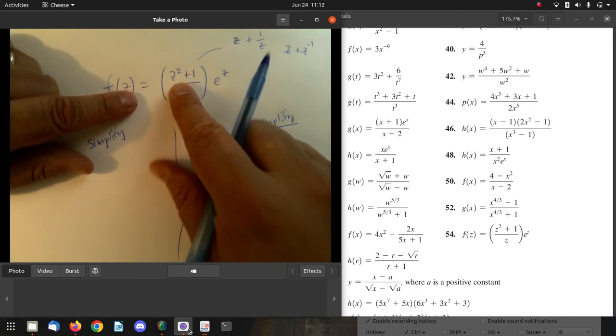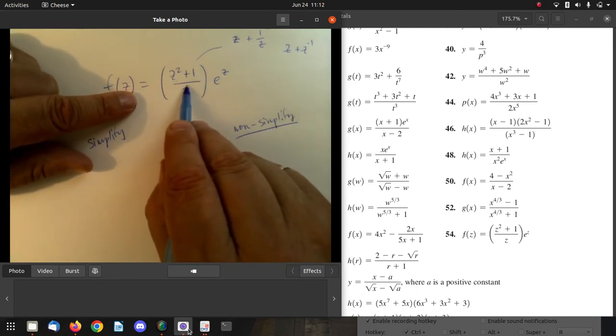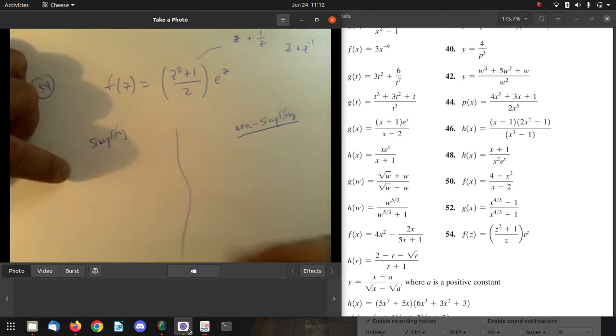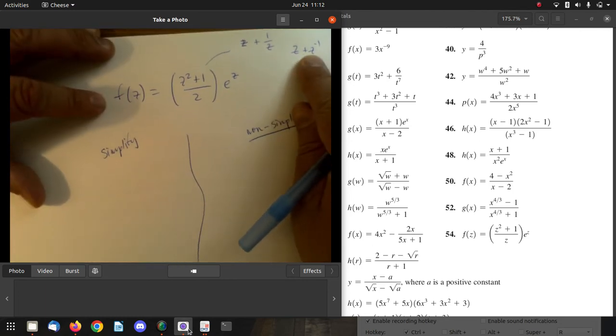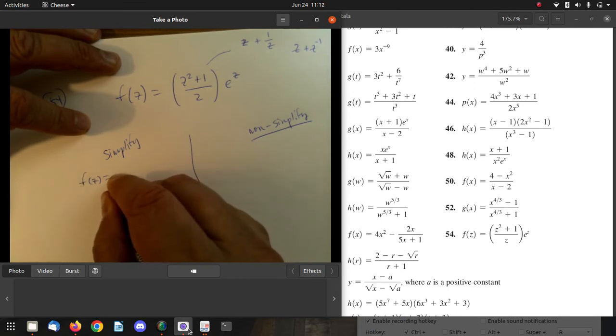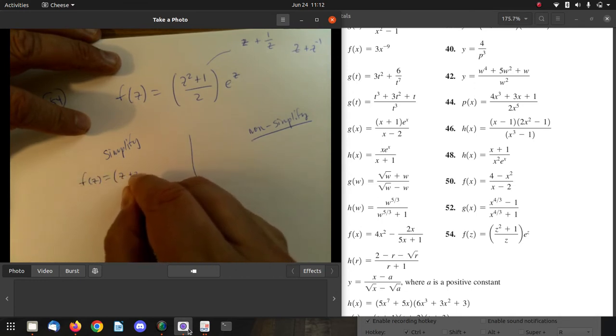And the rule I told you is if there's a constant in the numerator or a constant in the denominator, then typically we want to simplify first. So let's go ahead and rewrite f of z like this first.